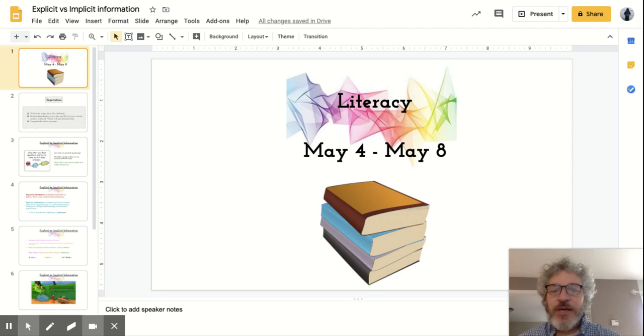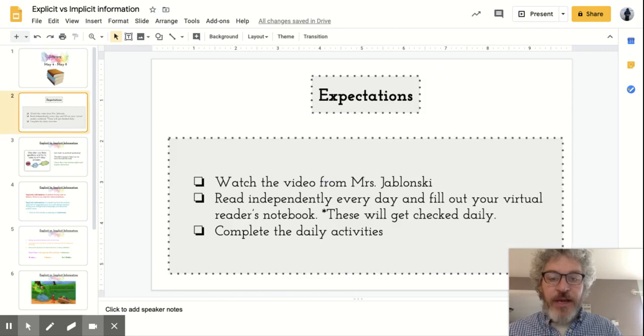So here's a look at the work we're going to be doing this week: explicit versus implicit information in the text. And in this video, I'm going to show you how we're going to be doing that.